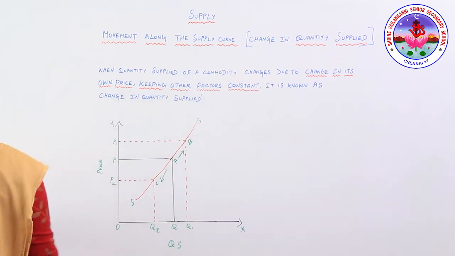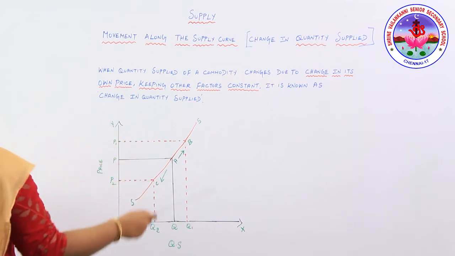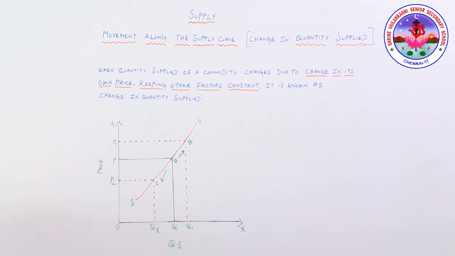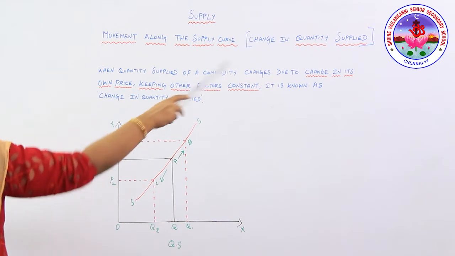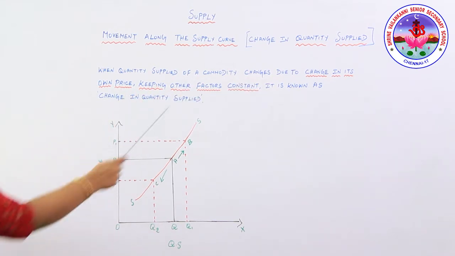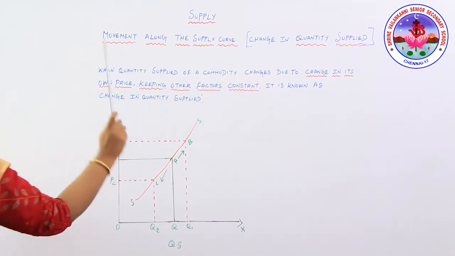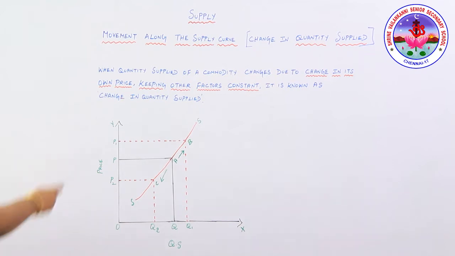other factors constant. What are the other factors? Other factors are price of other goods is constant, there is no change in the state of technology, price of factors of production, there is no change in the taxation policy. Keeping all these factors constant and changes only in the prices, it is known as change in quantity supplied. Now let's understand this with the diagram.